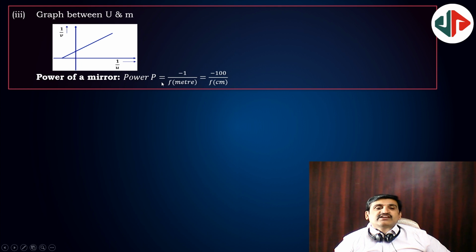Power of the mirror is negative, minus 1 by f in meters, or minus 100 by f in centimeters. Diopter is the unit of power.